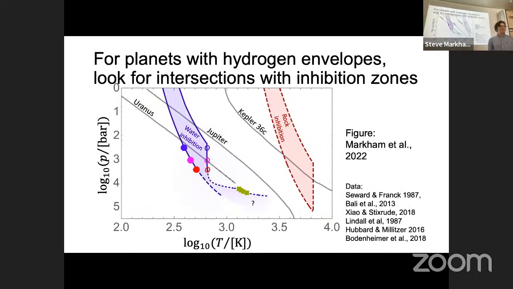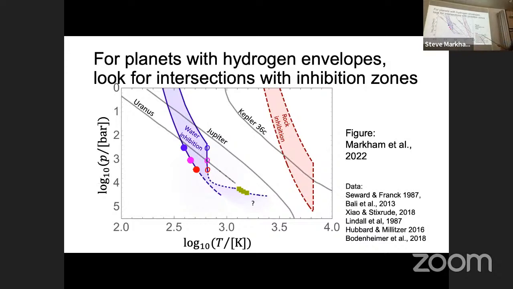So let's put these in the context of planets. For the water inhibition region, you cross it when you look at the expected interior pressure-temperature relationship for Uranus. You cross it with Jupiter. Now with Jupiter, is there actually enough water for this to be relevant? We don't think so, but with Uranus, we think there is.